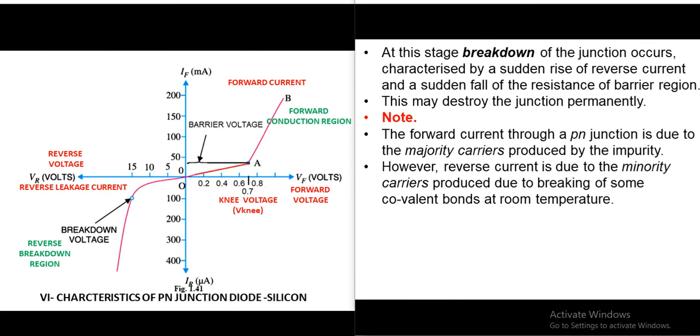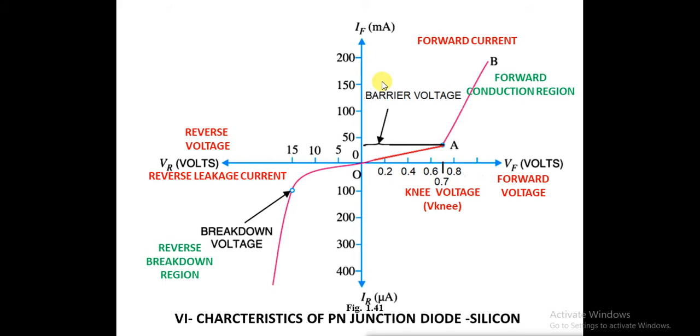So these are the VI characteristics of a PN junction diode, if it is of silicon. This is a very important characteristic. From point O to A, the current increases slowly, but after the knee voltage, that is after the barrier voltage is overcome, a large forward current flows, and this region is called the forward conduction region.